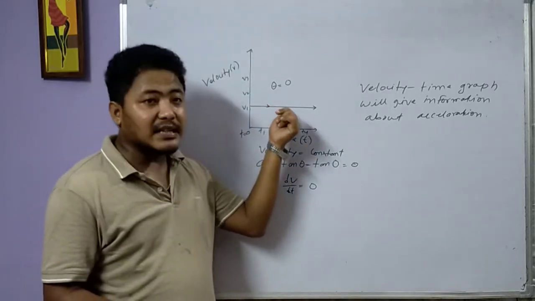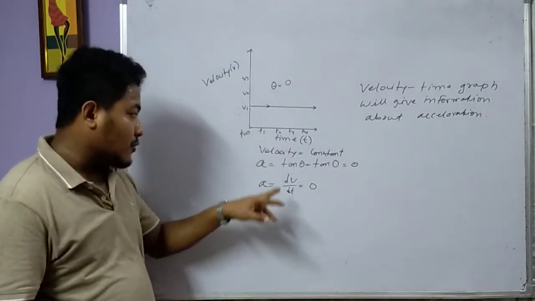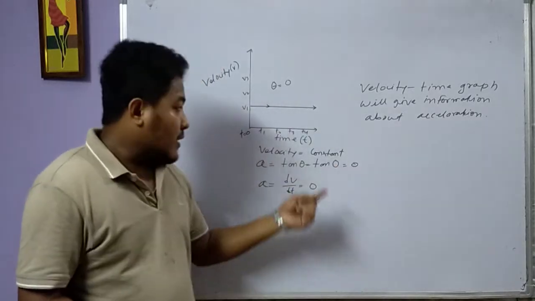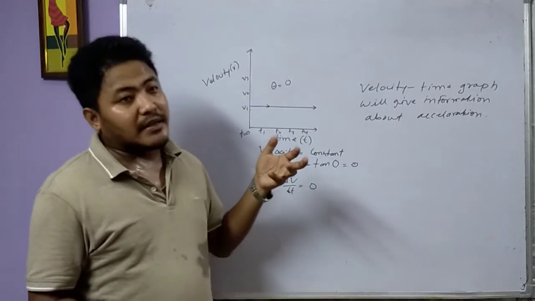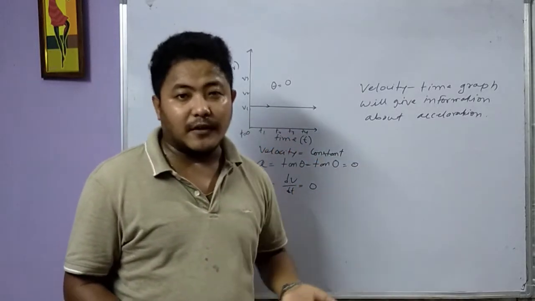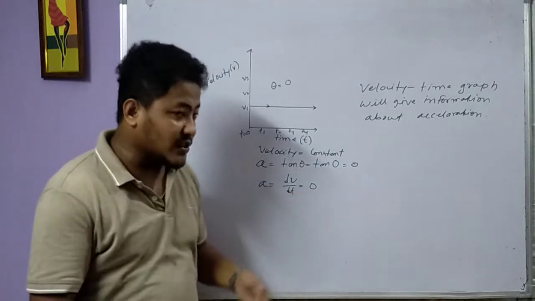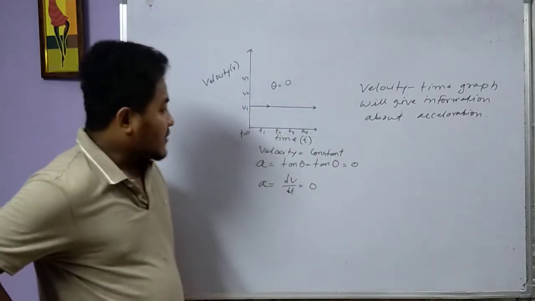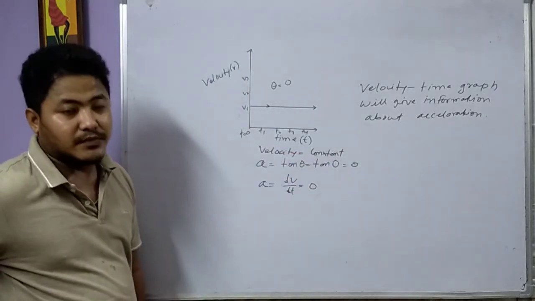If you make a tangent here, then theta will become 0. And once theta becomes 0, tan theta will become tan 0. Tan 0 is 0, we know. And what does tan theta mean here? Acceleration. In the previous case, tan theta meant velocity for the displacement time graph, but in this case it will be acceleration. Hence acceleration dv by dt is equal to 0. Is this point clear? So as you can see, velocity is constant, hence acceleration is going to be 0.